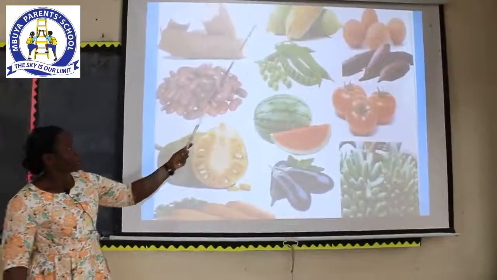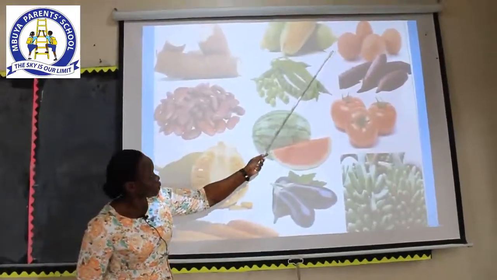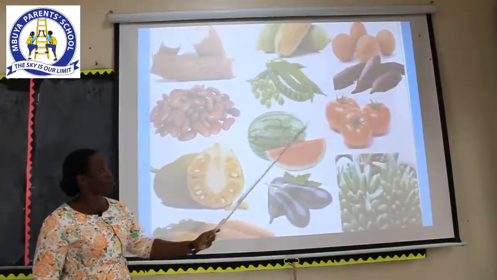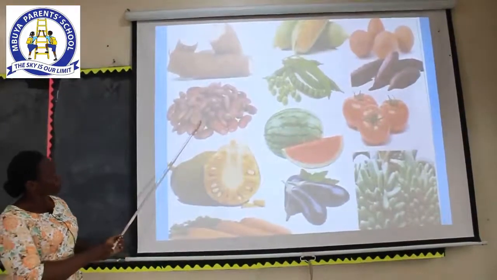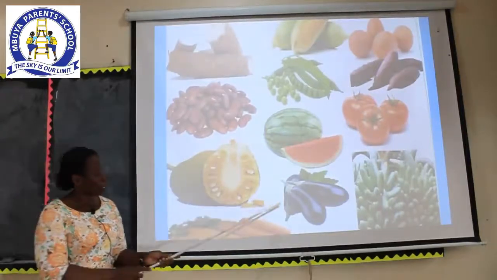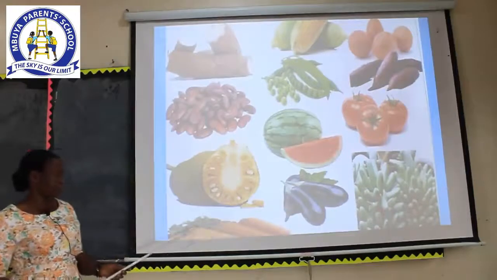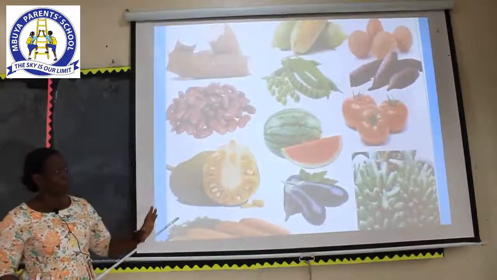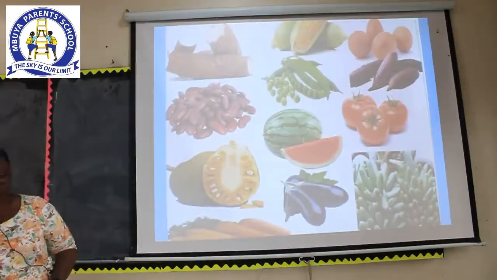cassava, maize, peas, eggs, sweet potatoes, tomatoes, watermelon, beans, jackfruit, eggplants, matoke, and carrots. So in case you are asked to draw any of these food items, I know you'll have no problem drawing them.